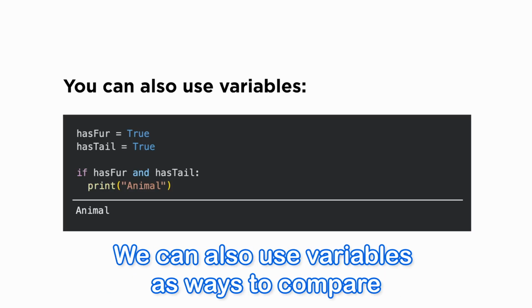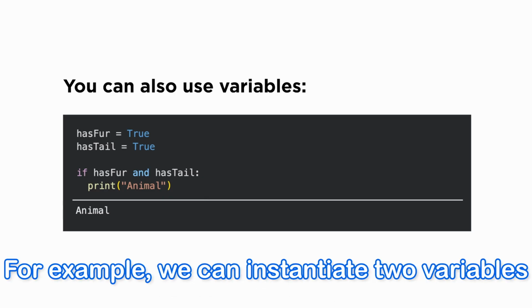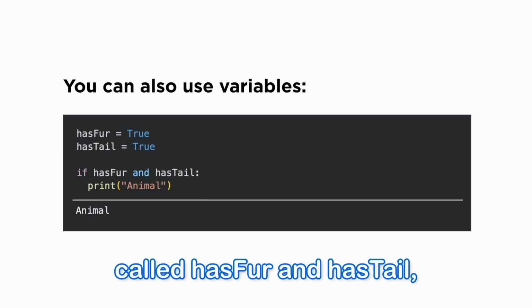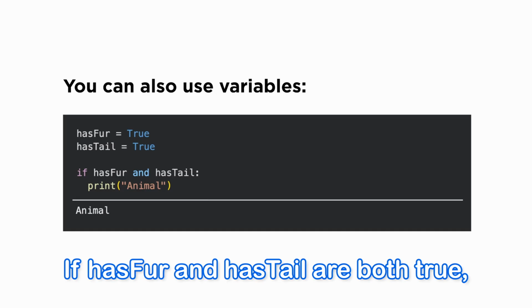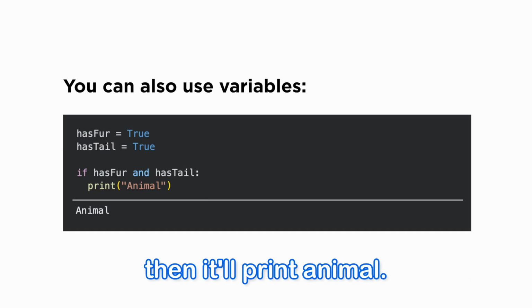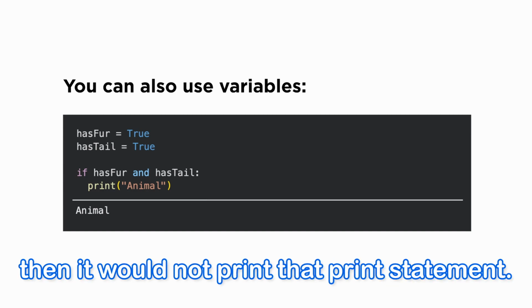We can also use variables as ways to compare and contrast things in if statements. For example, we can instantiate two variables called hasFur and hasTail, which can be both set to true. Then we create an if statement. If hasFur and hasTail are both true, then it'll print animal. But if those variables were assigned to false, either one of them, then it would not print that print statement.